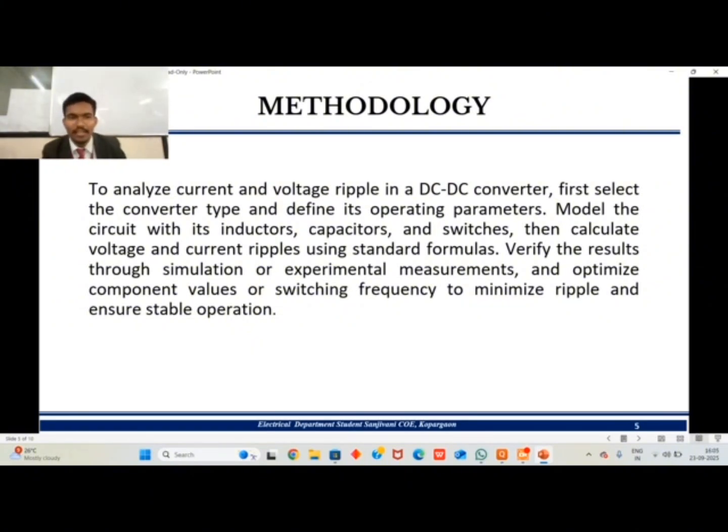In the methodology, we analyze the current and voltage ripple in a DC to DC converter. First, we select the converter type and define the operating parameters, meaning the operating range of parameters and the model and circuit of inductors, capacitors and switches. Then we calculate the voltage ripple and current ripple using standard formulas. In the simulation and experimental setup, we obtain the actual simulation waveform graphs and optimize the component values. The switching frequency we are taking is 50 Hz to minimize the ripple current and ensure stable operation.